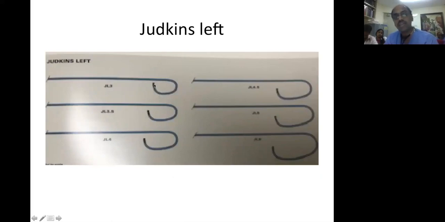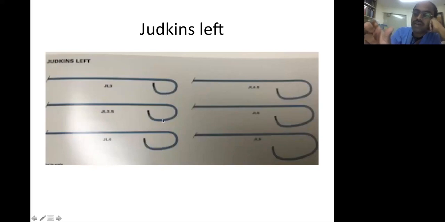Same way, this is engaging into the coronary. The engaging part of the coronary to the second part is called the primary curve. So the primary curve actually will be engaging into the coronary. The secondary curve is the place which is going to be anchoring against the outer wall of the aorta. So the distance between the primary curve and the secondary curve, if it is 2 centimeters, it is JL2. If it is 5 centimeters, it is JL5. 6 centimeters, JL6.